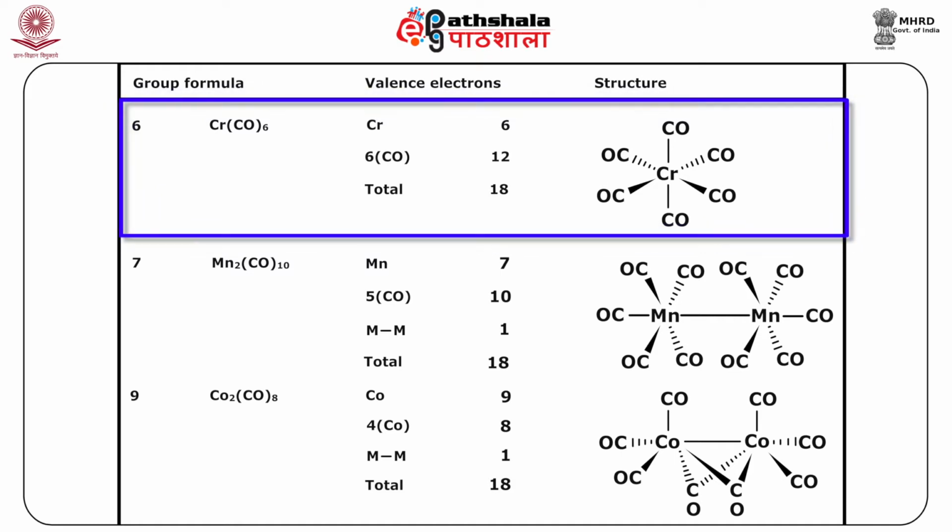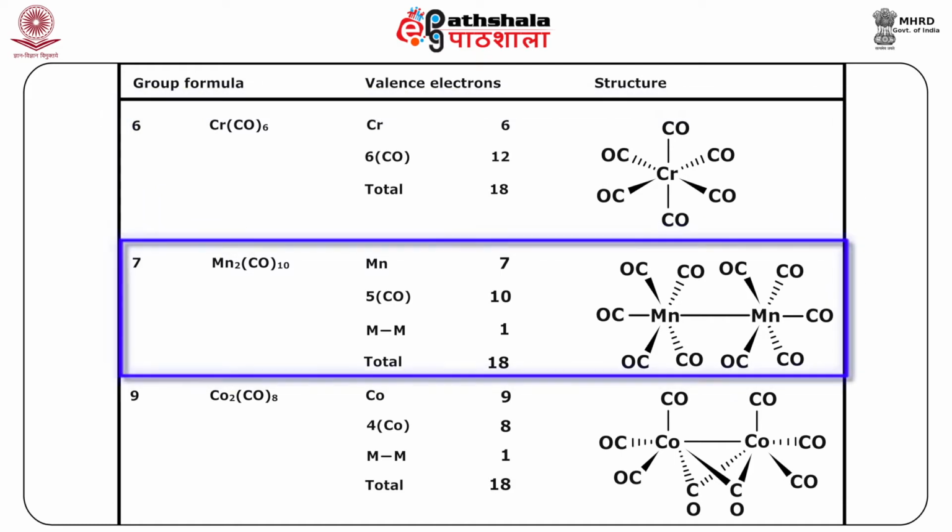From this, if we move to Mn2(CO)10, then due to manganese there are 7 electrons and 5 carbonyls there are 10, and the metal-metal bond there will be 1. So, total there will be 18 contribution, and the structure you can see here.